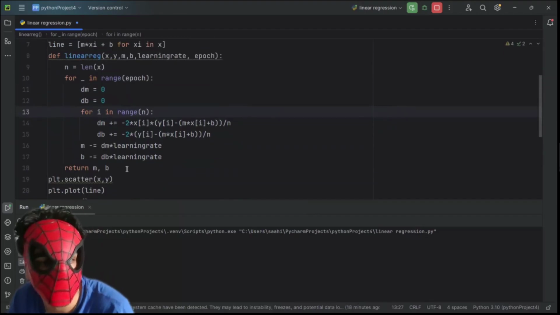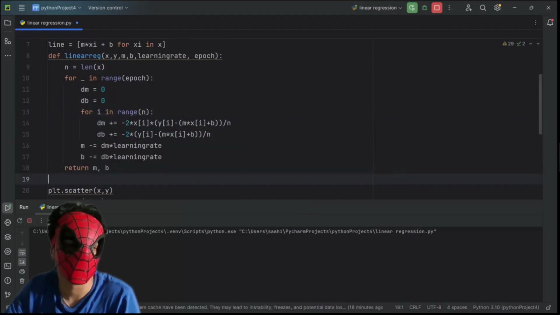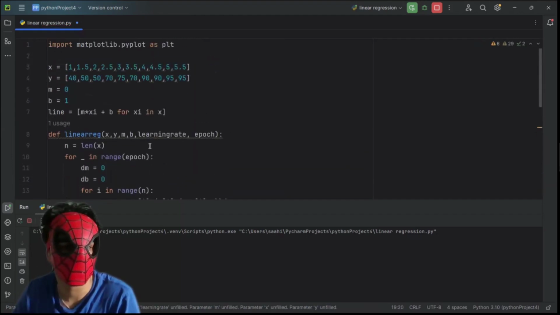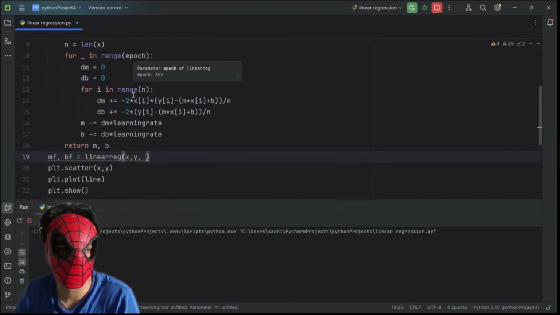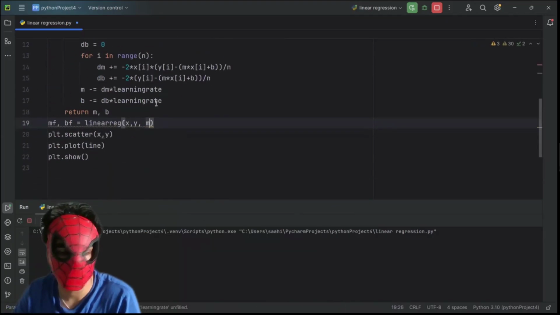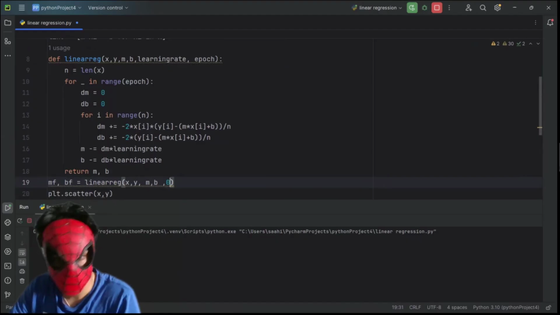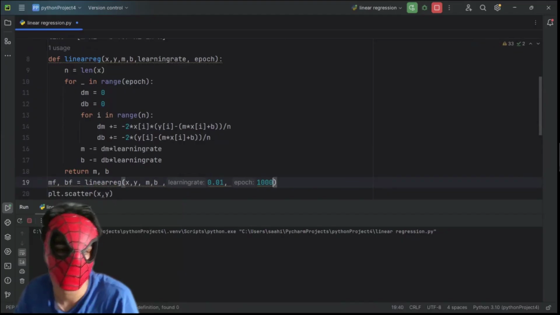So now let us call our function and check if our line is right. Let's call this m_final and y-intercept_final, equal to linear_reg. We'll use our points x and y, the slope and y-intercept that we predicted earlier that was way off. Our learning rate will be 0.01, and our epoch will be 1,000.